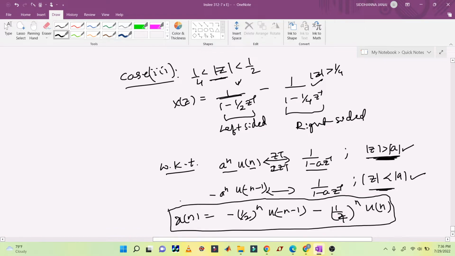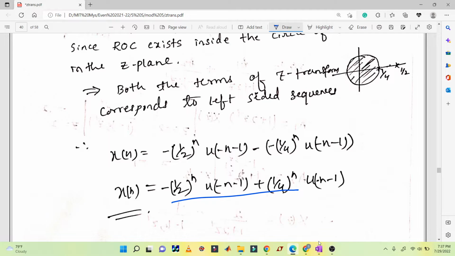If you are able to analyze this much, you will get 8 marks for this particular problem. Is that clear?